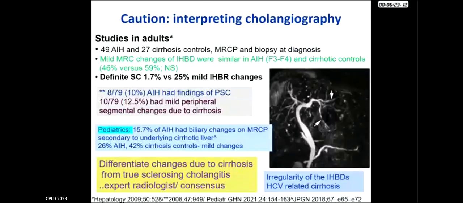Then we need caution while we are interpreting cholangiography, because this is a cholangiogram, MRCP, of a patient who had HCV-related cirrhosis. In any cirrhosis, there can be a pruning of the peripheral bile ducts, and this can be falsely taken as sclerosing cholangitis. And this is what we had shown in a study from our center also, that nearly one-fourth of the patients with autoimmune hepatitis had these milder changes, which are actually not classical of an overlap syndrome, but were just secondary to cirrhosis. And when we took cirrhosis of other etiologies, these changes were similarly present. So it's important to differentiate these changes from true sclerosing cholangitis, and we need an expert radiologist for diagnosis of this.